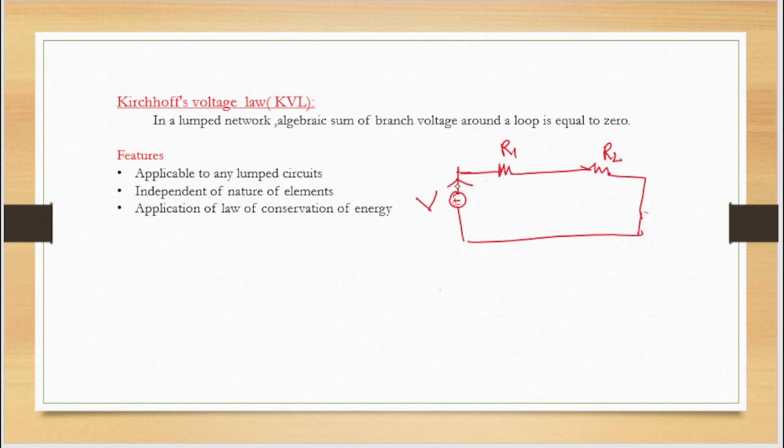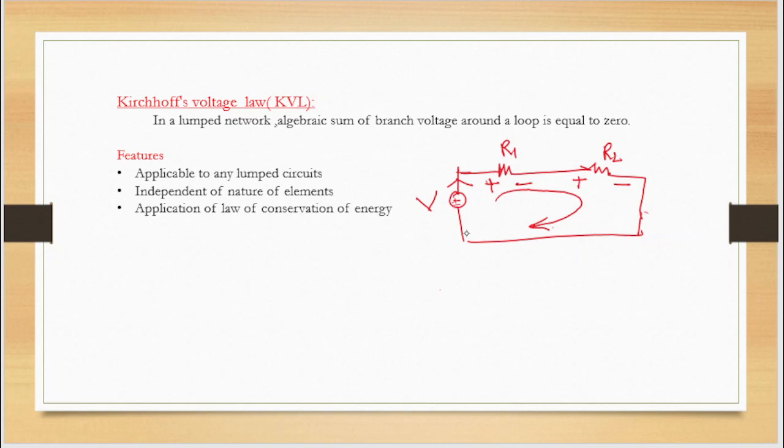In a passive element, current enters through the positive terminal and leaves through the negative terminal. So we can give the positive sign here and the negative sign here. Similarly, here also current enters the positive terminal and leaves through the negative terminal. So this is how we put the signs. This is a loop. Now we will write the voltage around this loop.